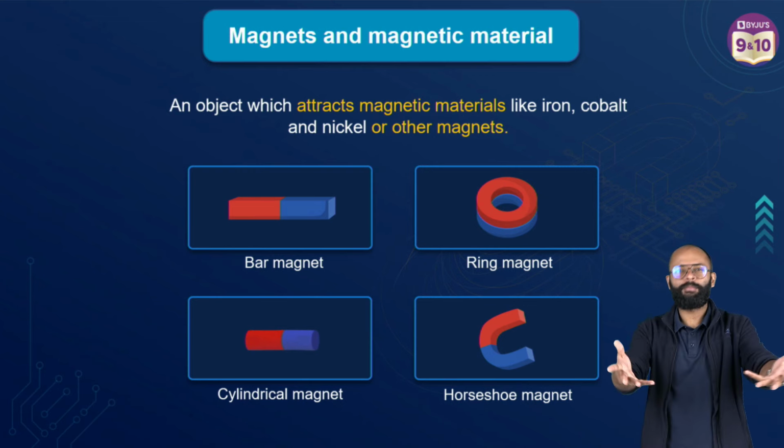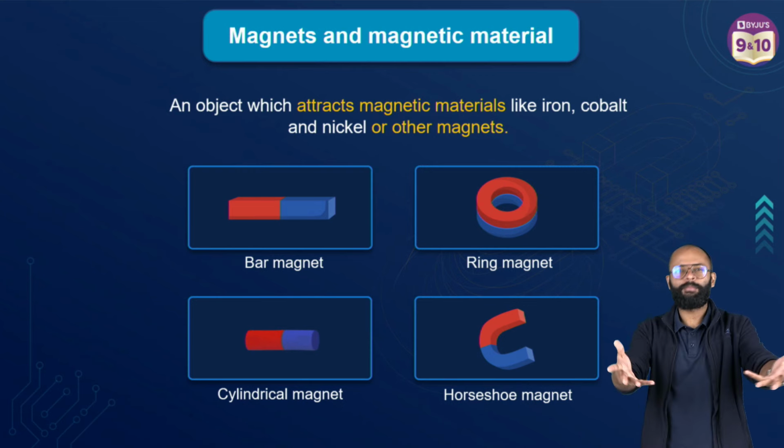Now, if it is a bar magnet, two extremes are the poles, north pole and south pole, right? This is your north pole, this is your south pole. In a ring magnet, one face becomes the north pole and another face becomes the south pole, right? Simple thing. In a cylindrical magnet, two extremes are the poles. In a horseshoe magnet, this is your north pole and this is your south pole. This is very easy to understand, and we have done this in class 6. It was a quick flashback for all of you.